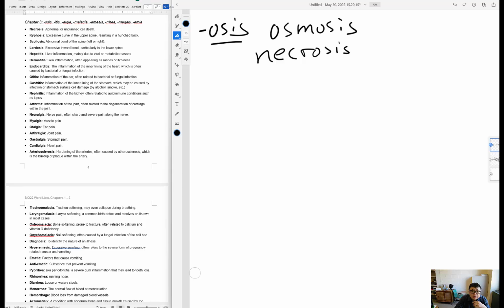In here, we check about necrosis. Necrosis is a cell death. And cell death has at least two words: apoptosis.